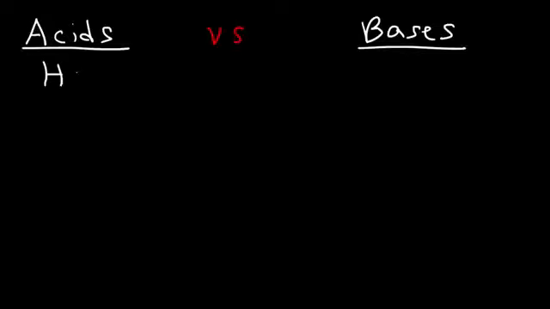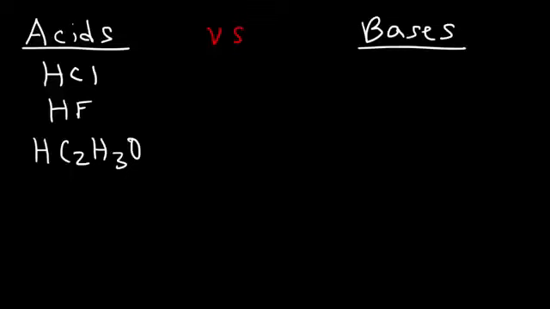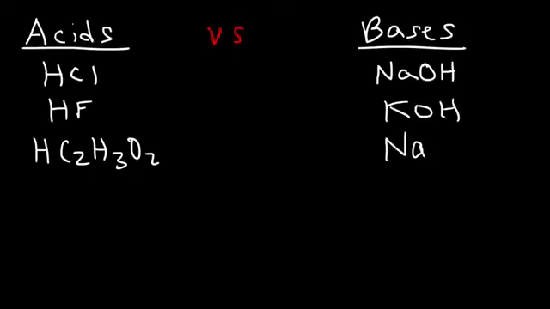So HCl, that's hydrochloric acid, HF, hydrofluoric acid. As you can see, there's a hydrogen in front of it, or acetic acid, HC2H3O2. Those are acids. Bases typically have a hydroxide ion, like NaOH, KOH. Those are bases. If you see a hydrogen next to a metal, like sodium hydride, then it's a base, not an acid. But if the hydrogen is attached to a nonmetal, typically it's an acid.